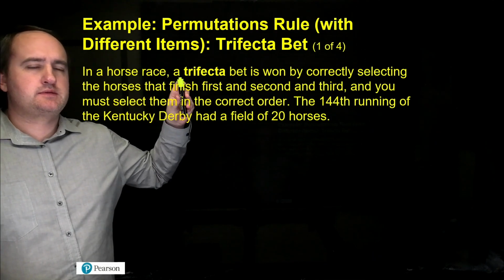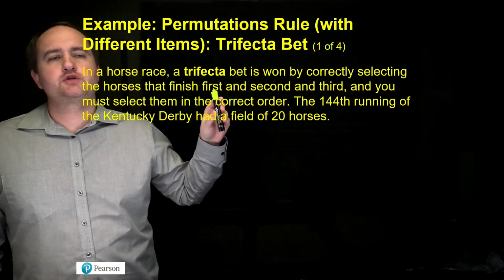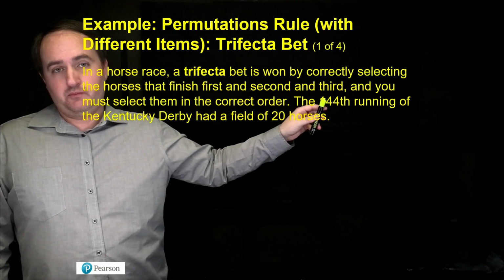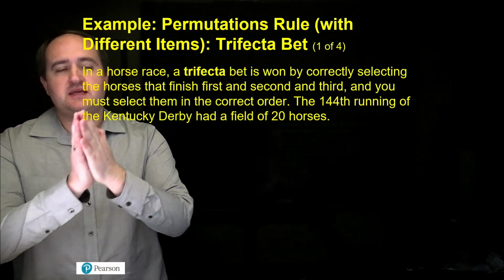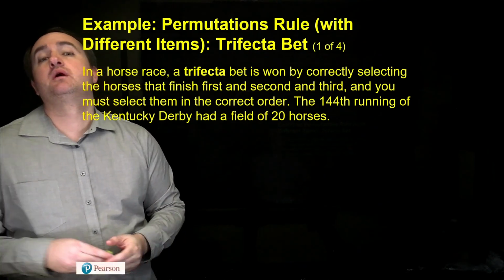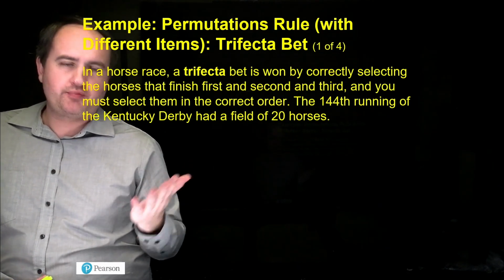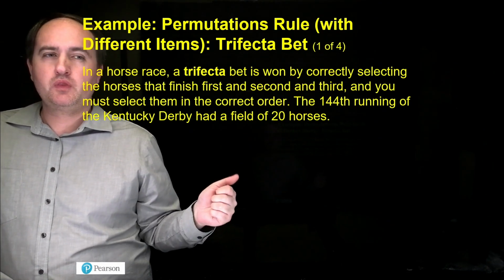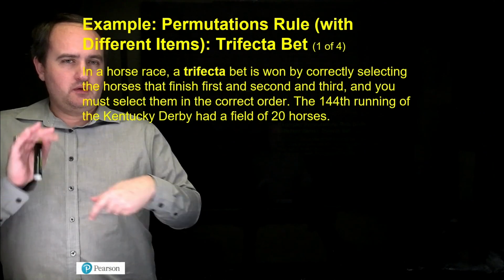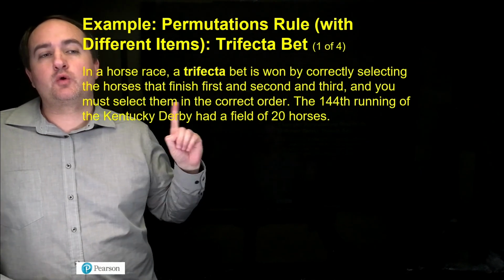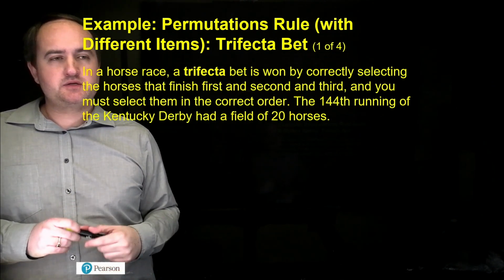So let's see an example of permutations. In a horse race, a trifecta bet is won by correctly selecting the horses that finish first and second and third. Obviously, when we're talking about a race, the order does matter. There's a difference between first place, second place, and third place. So we're not just talking about 3 horses and we don't care which is which. So you must select them in the correct order, and we're going to be using permutations.